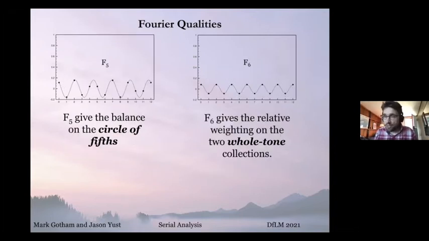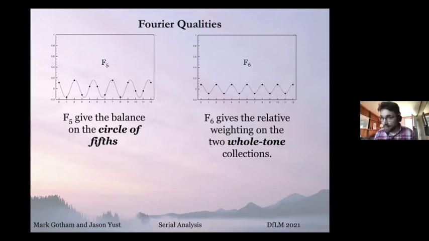The 5th is particularly interesting for tonal music because it gives us the concentration on a circle of fifths. So as you can imagine, that's typically very high for pitch class sets that you encounter in tonal music. And so when we're looking at tone rows, that will give us some indication of the tonalness of the row. And finally, the 6th one is going to balance the 2 whole tone collections against one another.